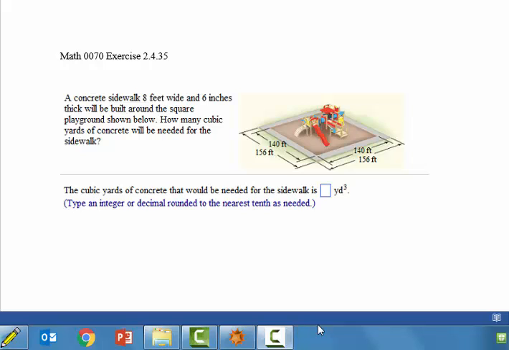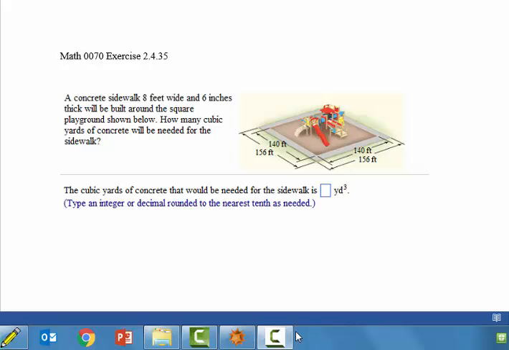Let's look at exercise 2.4.35. A concrete sidewalk is 8 feet wide and 6 inches thick and will be built around the square playground shown below. How many cubic yards of concrete will be needed for the sidewalk?